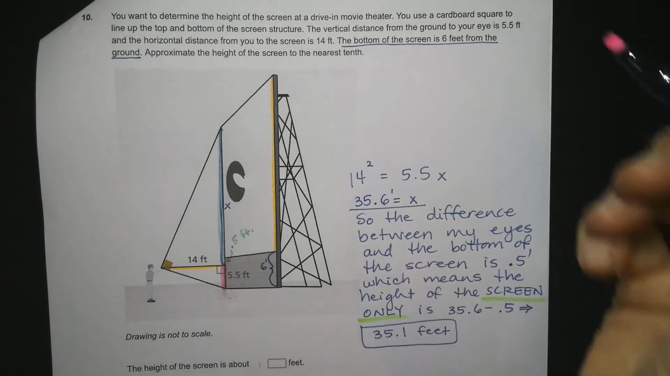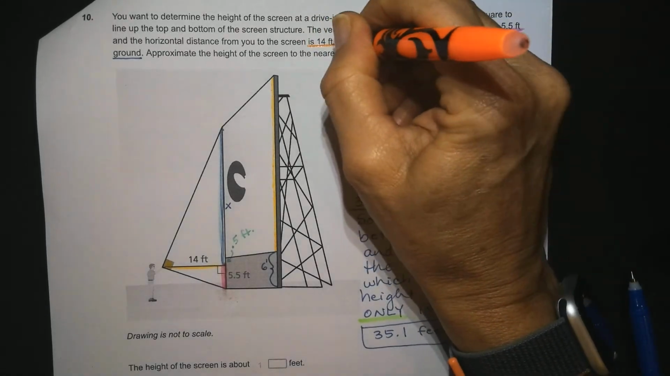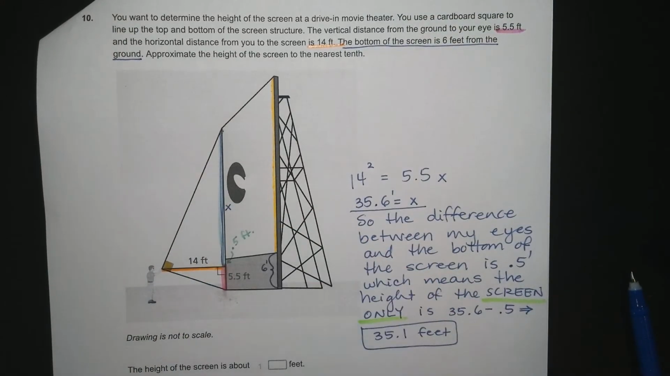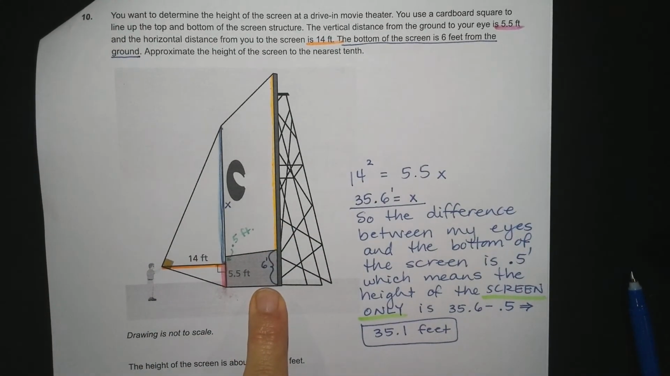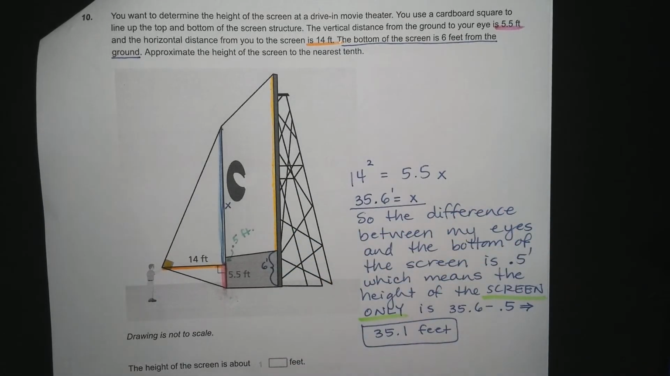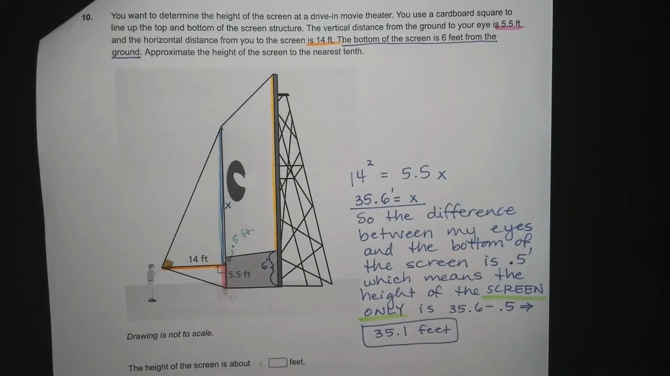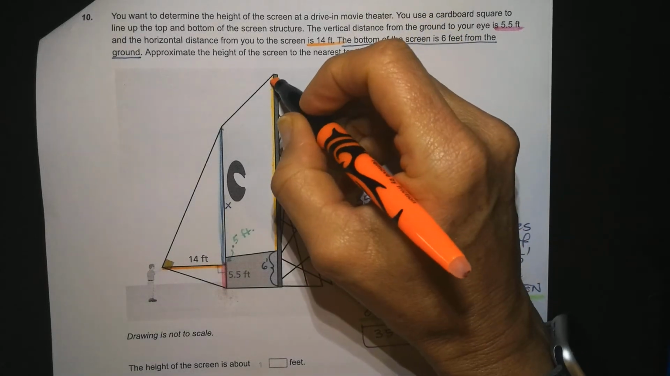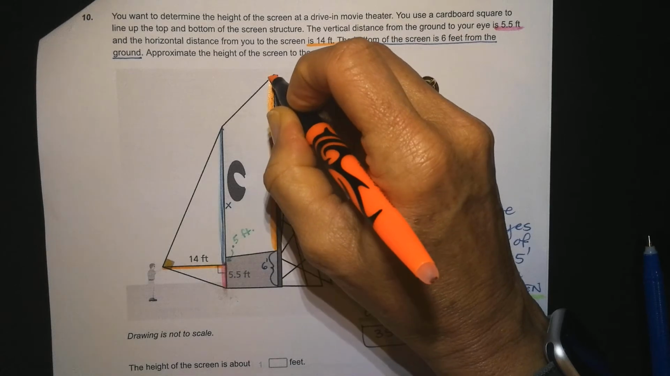The horizontal distance is 14 feet. Okay, so the horizontal is 14. Try to color code this as much as possible. The bottom of this screen is 6 feet from the ground. 6 feet from the ground. So I actually marked that here. 6 feet from the ground. Approximate the height of the screen to the nearest tenth. So what I'm looking for is this length right here.